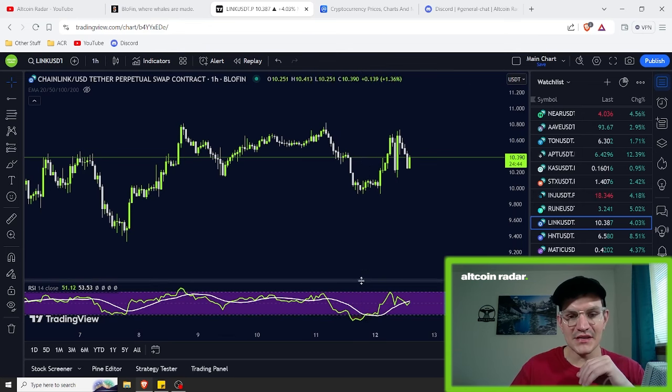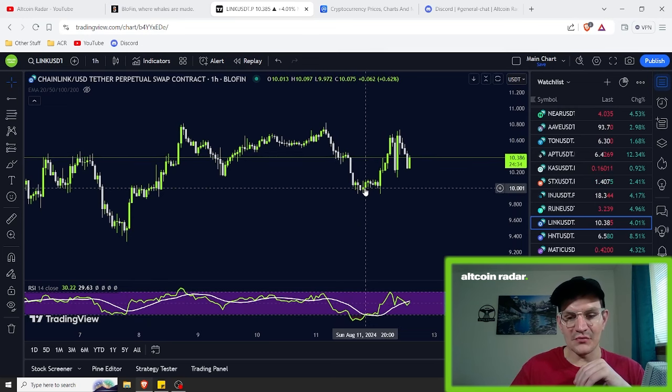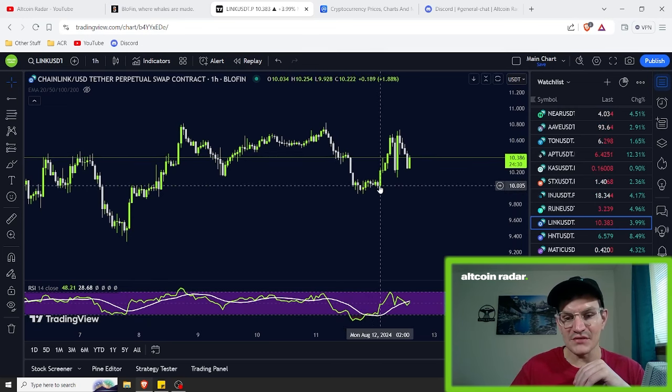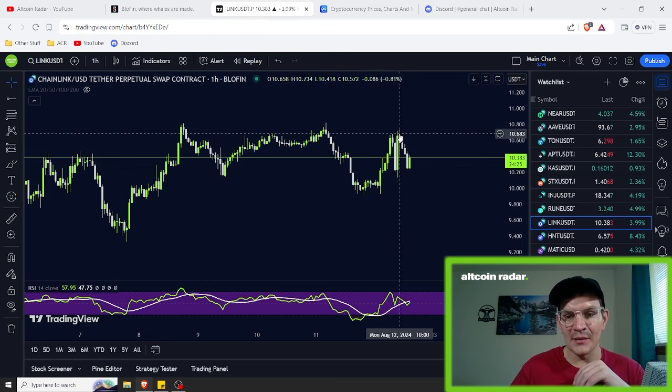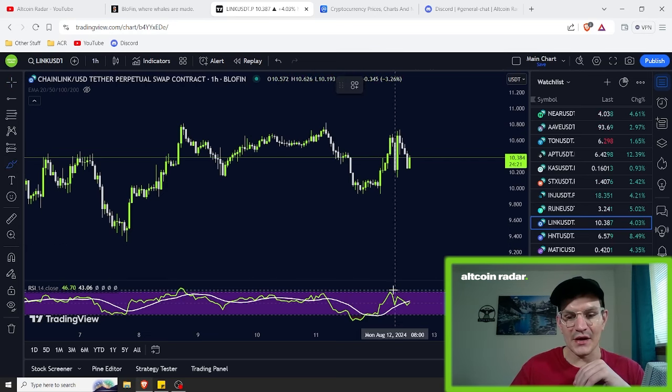All right, so as you guys can clearly see right here, we've got this perfect example. We were extremely oversold right down here, and we ended up crossing the moving average right in this area. But we still ended up moving sideways for a little bit, but we did eventually end up breaking out and going back upwards to overbought territory, as you guys can clearly see right in here.